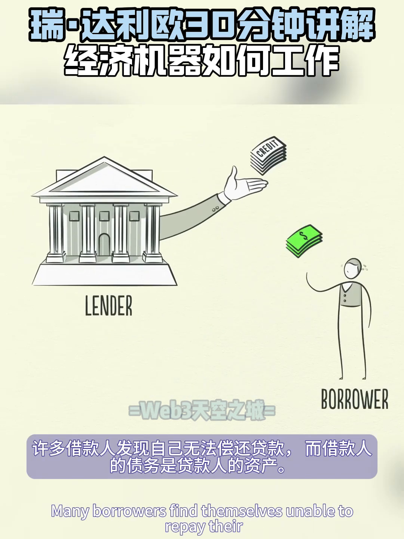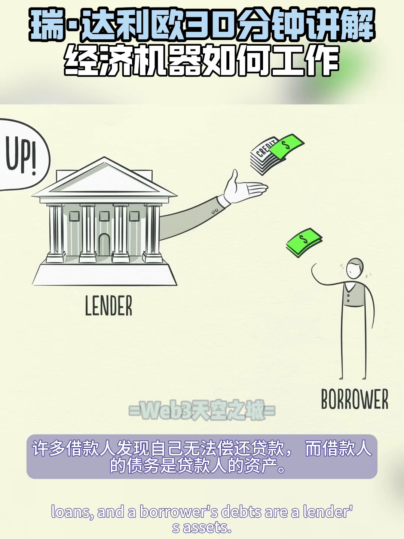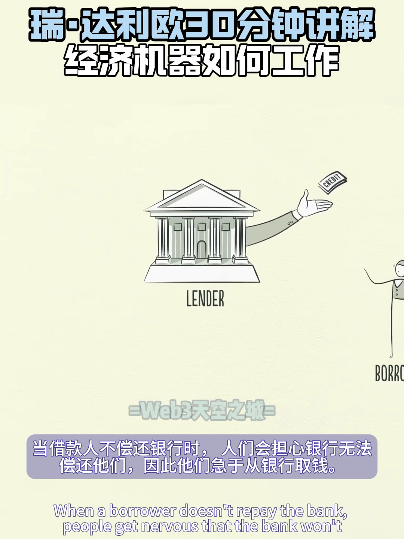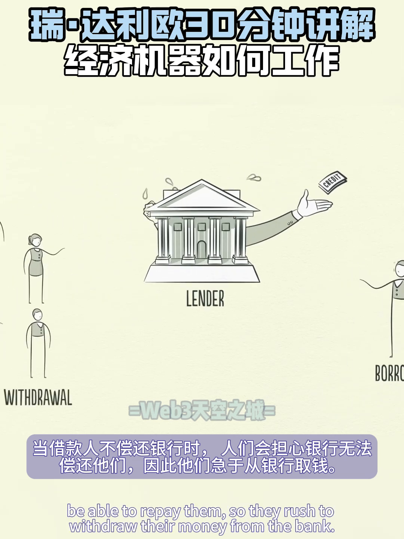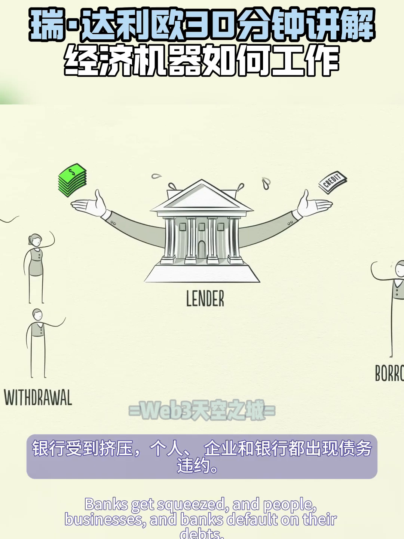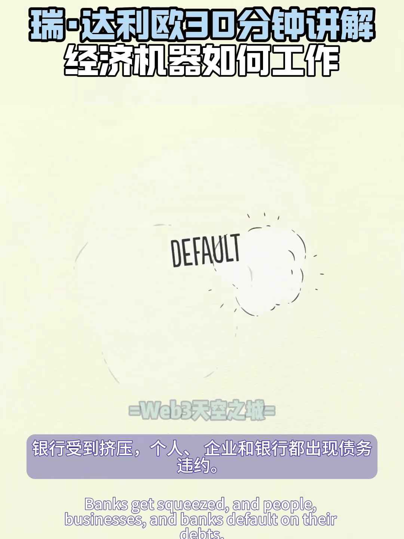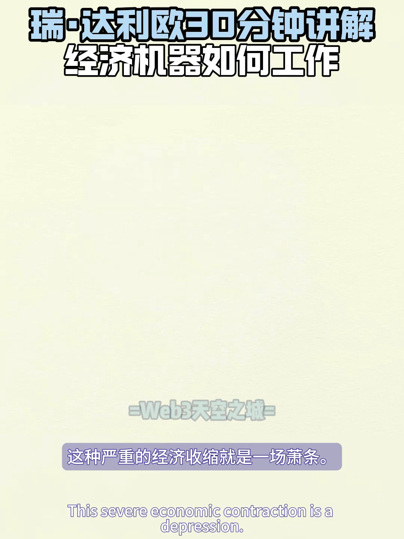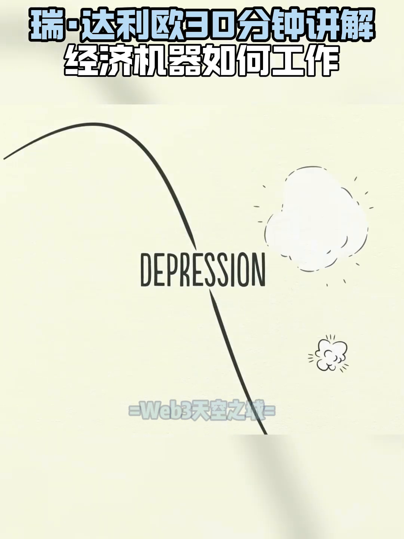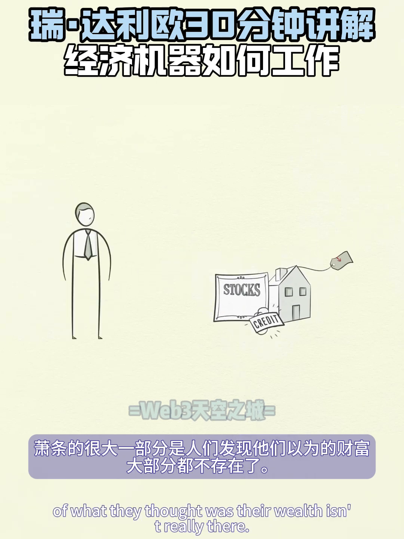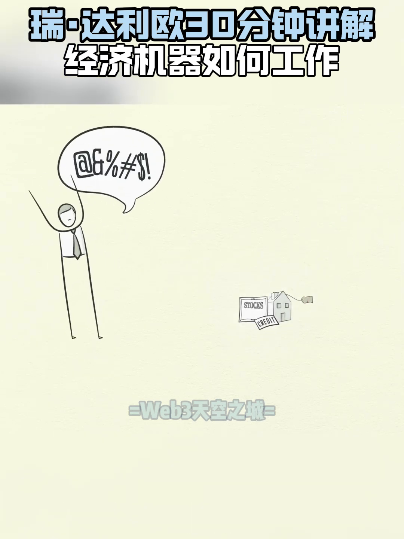Many borrowers find themselves unable to repay their loans, and a borrower's debts are a lender's assets. When a borrower doesn't repay the bank, people get nervous that the bank won't be able to repay them, so they rush to withdraw their money from the bank. Banks get squeezed, and people, businesses, and banks default on their debts. This severe economic contraction is a depression. A big part of a depression is people discovering much of what they thought was their wealth isn't really there.